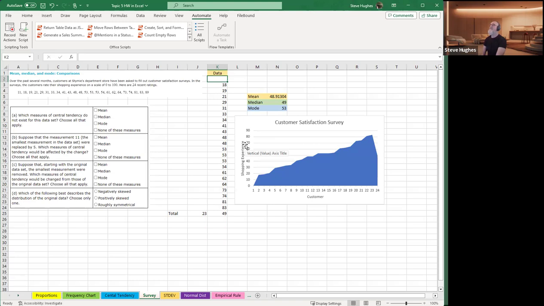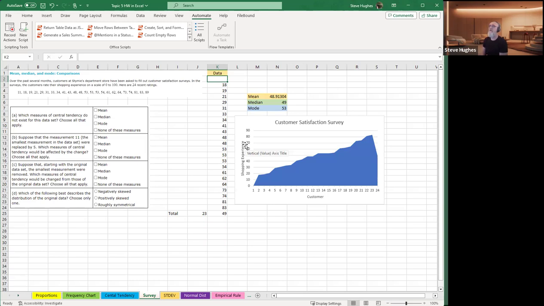Now, the mean changed. The total changed to 23. The median is now 49, but the mode is still 53, right? Because there are 23 numbers, and the number in the middle is 49. The average obviously changed, but the mode did not change. Because why? Because that's still the number that appears the most often.